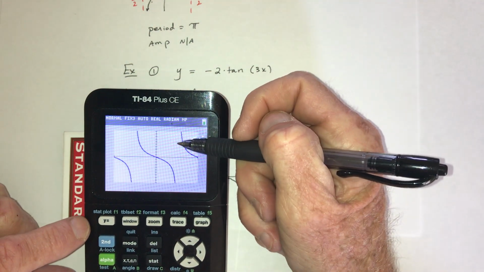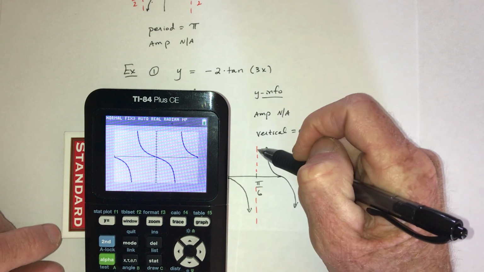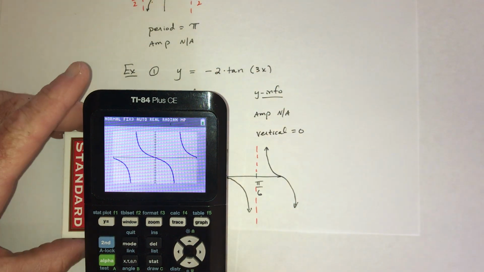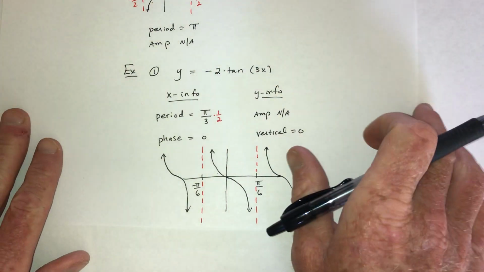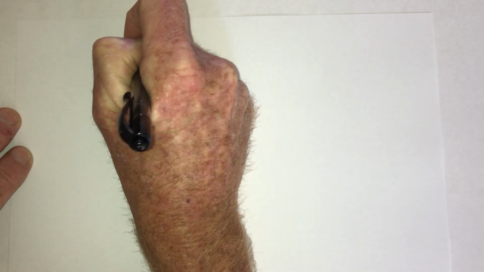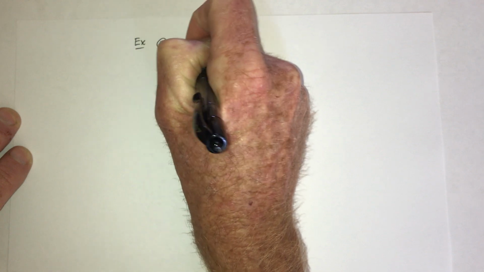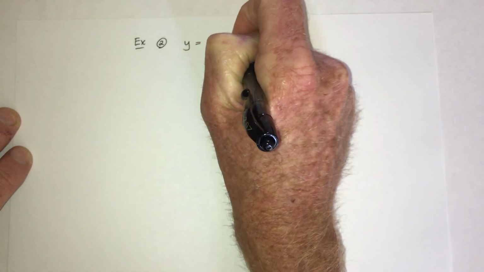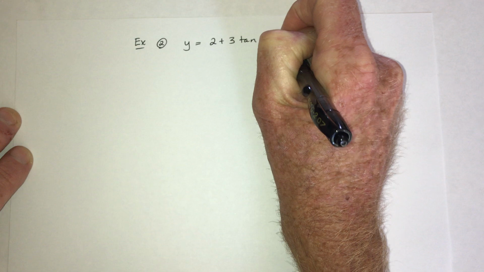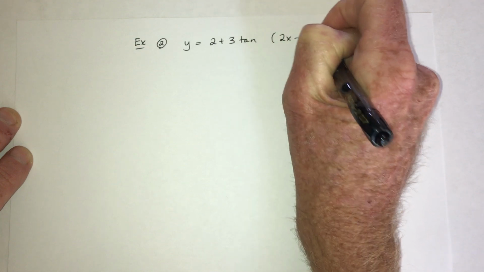But the calculator is not going to put the dotted lines. It's not smart enough to do the asymptotes. But we are. Next up, how about, for example, number 2, y is equal to 2 plus 3 tangent 2x minus pi.